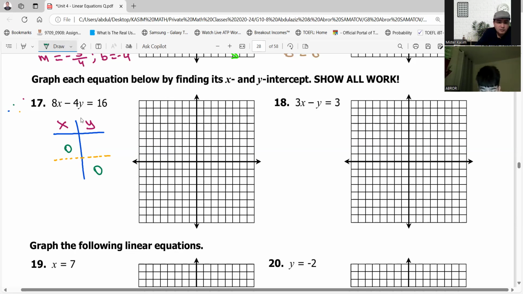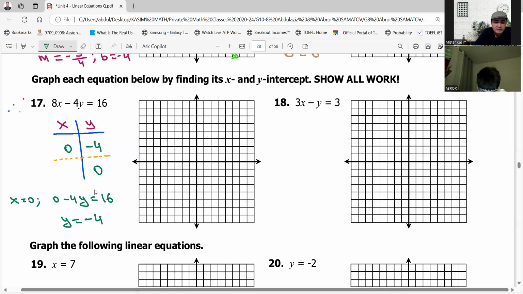So if you look at the equation above, if x equals 0, we get here 0 minus 4y is equal to 16. If you solve this equation, I get y is equal to 16 divided by negative 4, which is negative 4. So when x equals 0, y equals negative 4, that is the y-intercept.